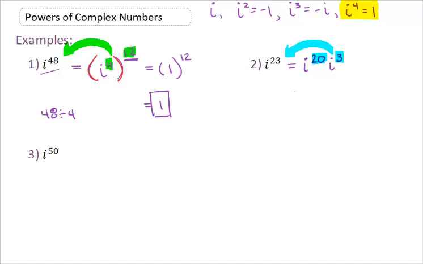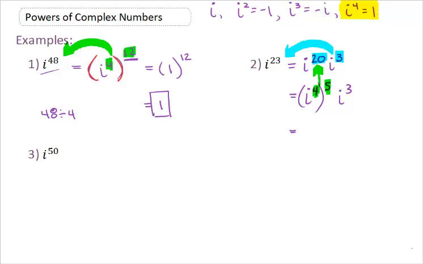So i to the 20th, I can write that as a power of 4. That's what I'm trying to do, break these down as powers of 4. 4 times 5 gives me 20. Again, remember, when we have a power to a power, that multiplies to give us 20. And we still have that i cubed left over.